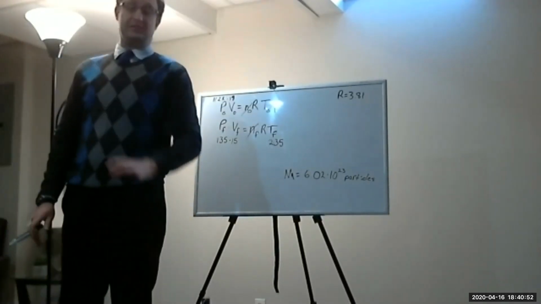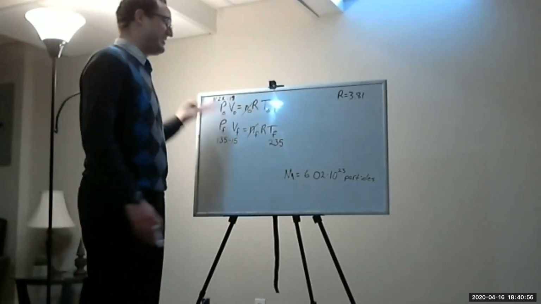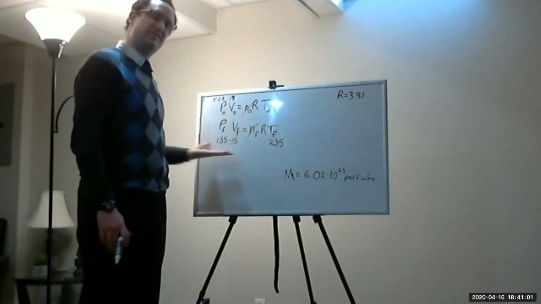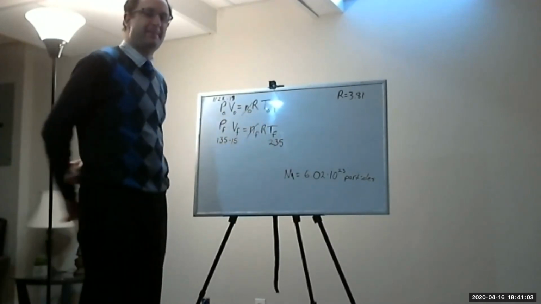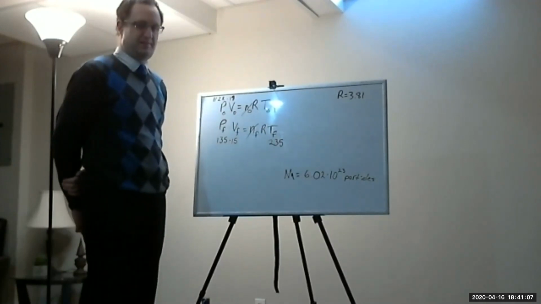Then before I give the answer, I said we got these two equations, right? We've got a single unknown. This one's completely determined, right? And I want to find some way to solve for that unknown. Any ideas of how to do this?